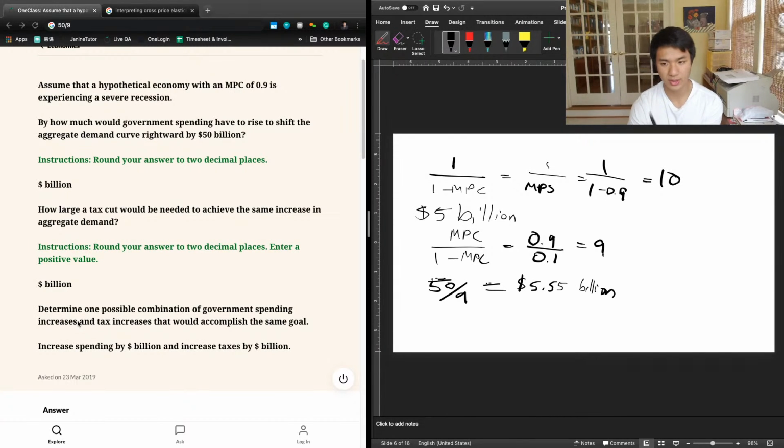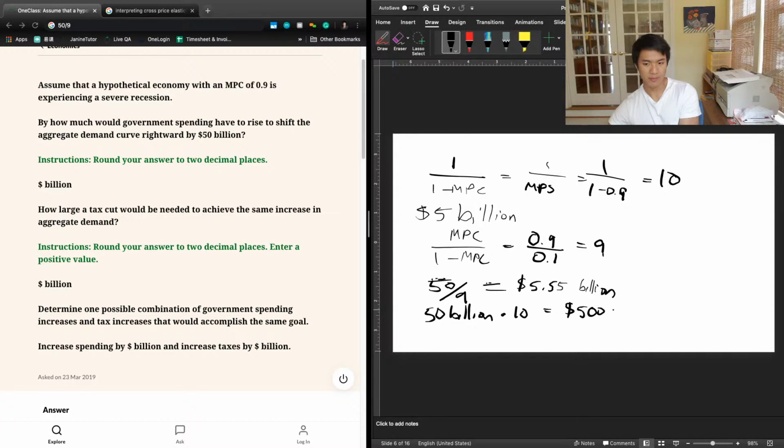So if we want aggregate demand to increase by $50 billion, then we would need to increase taxes and spending by $50 billion. We can see this with the following. So let's say we increase government spending by $50 billion. That means the total effect on aggregate demand is going to be 10 times that, because we have a multiplier of 10 for government spending, for a total increase in aggregate demand of $500 billion, right?